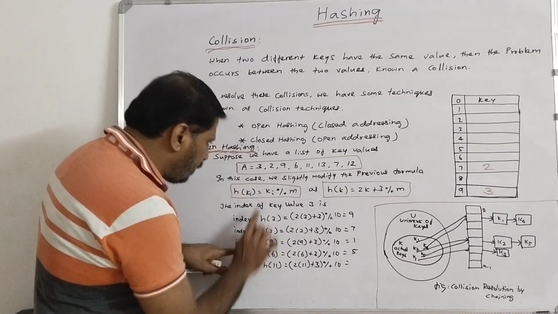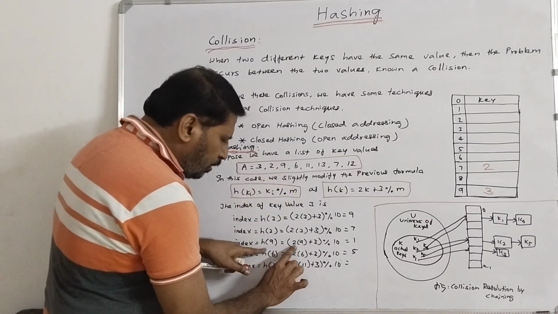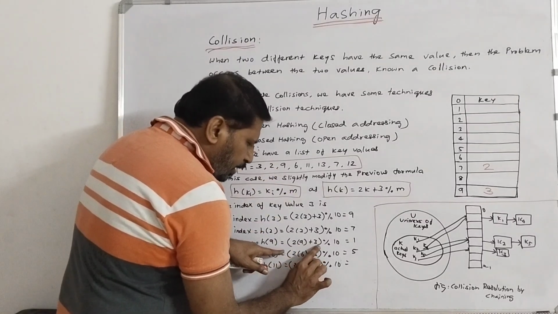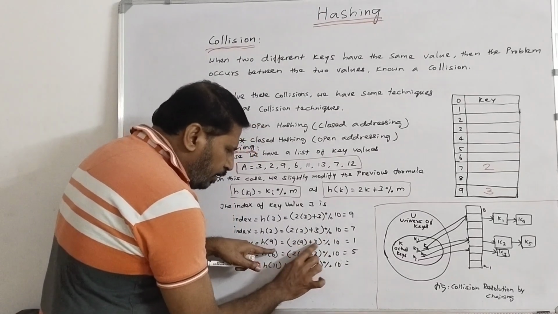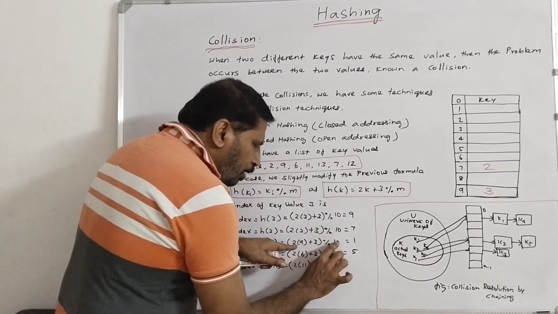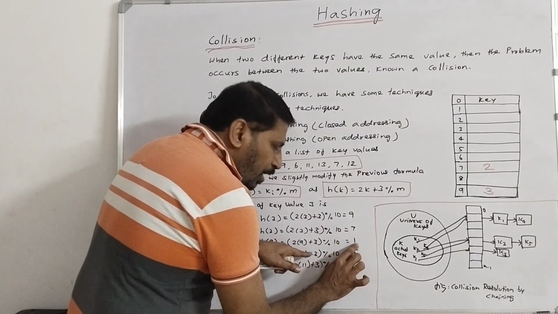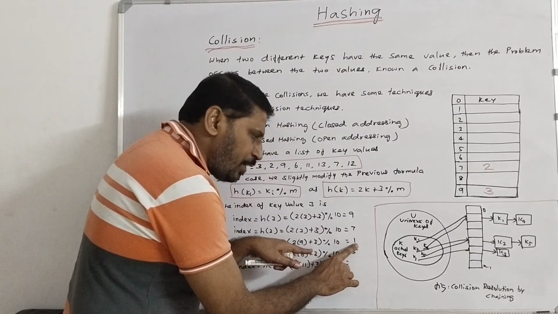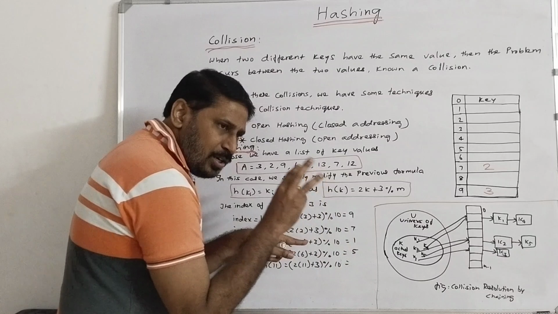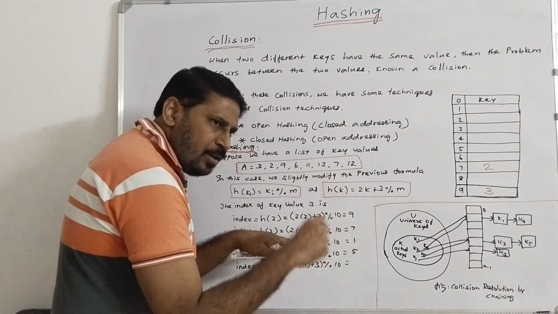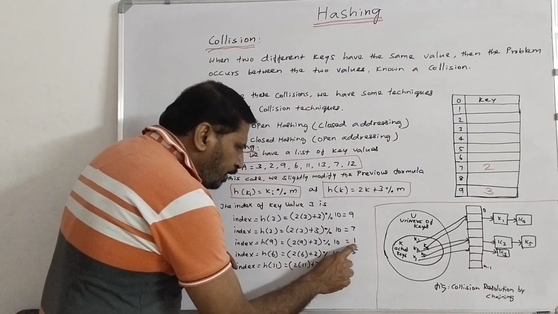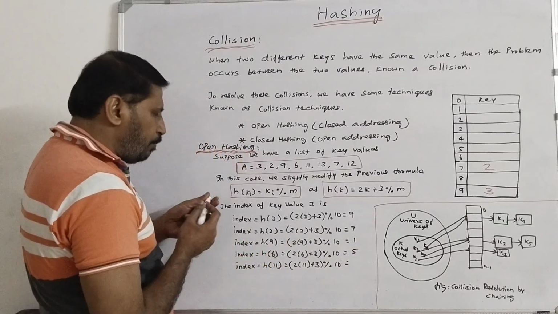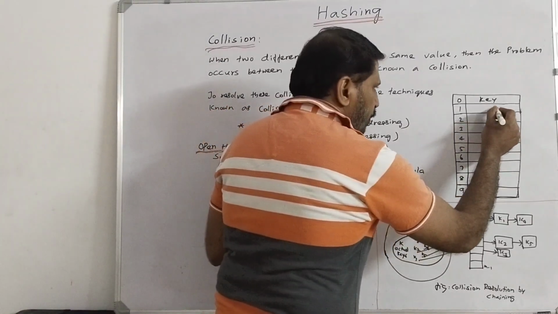And the next one, the third number, is 9. h of 9 equal to 2 into 9 plus 3 modulo 10. What is 2 into 9? 2 into 9 is 18. 18 plus 3 is 21. 21 modulo 10, the value is 1. We already have an idea, because in 20 there are 2 tens. The remainder is 1 only. So that's why the value is 1. In index 1, I am going to store the number 9. So 9 is stored here.